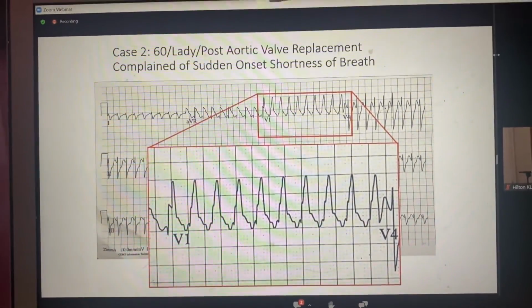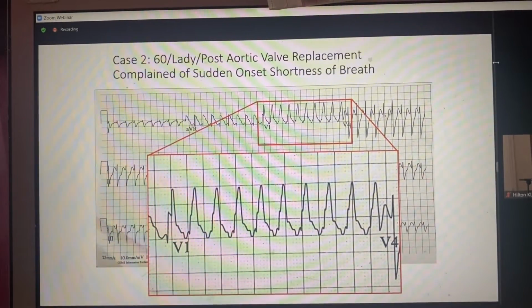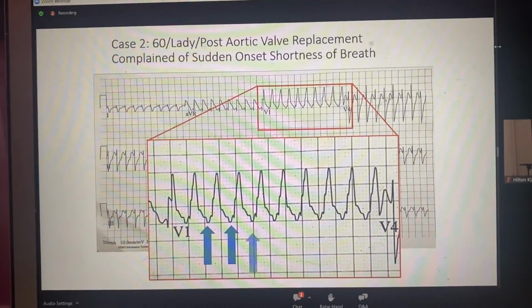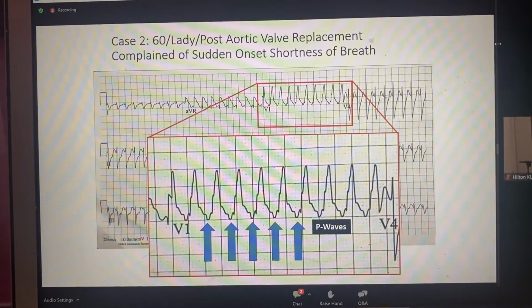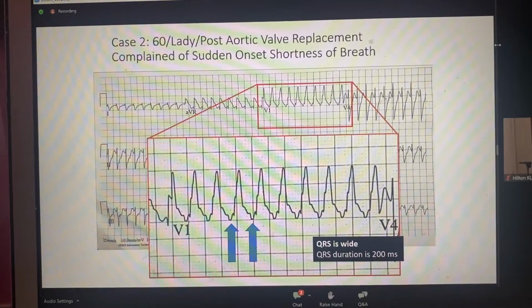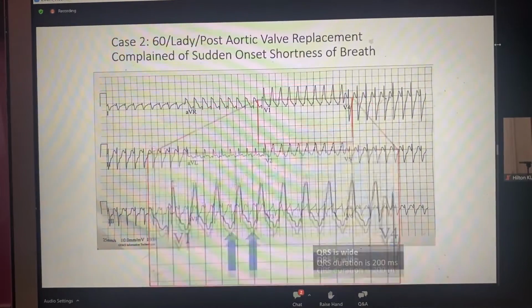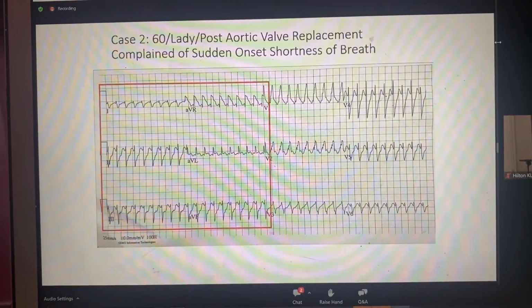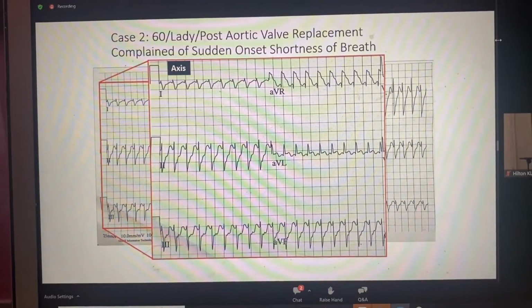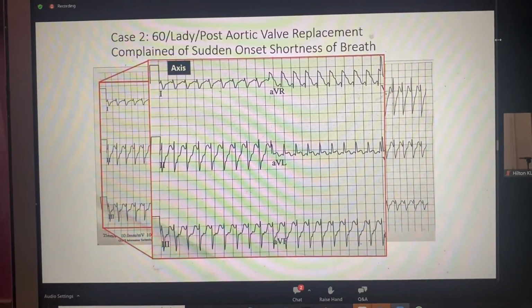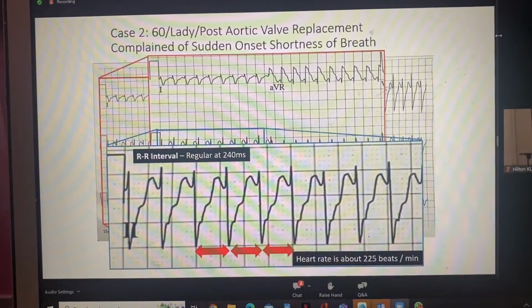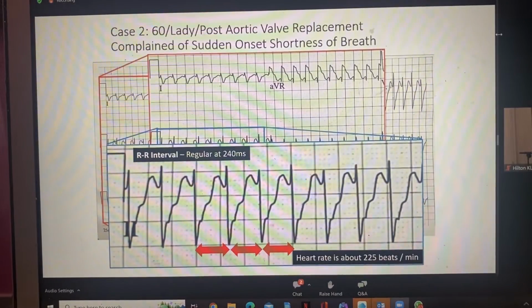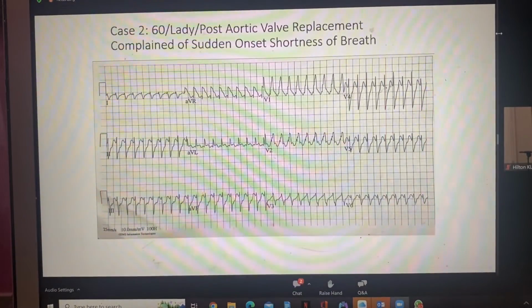Look at V1. What are you seeing? You're seeing a wide QRS complex followed by a very constant P wave-looking morphology there, and the QRS duration is 200 milliseconds. And look at the axis: lead 1 is downward, aVL is upward, aVR is upward. And look at lead 2, RR is regular, 240 milliseconds, and the heart rate is about 225 beats per minute.